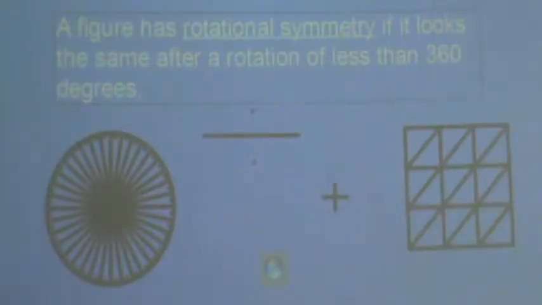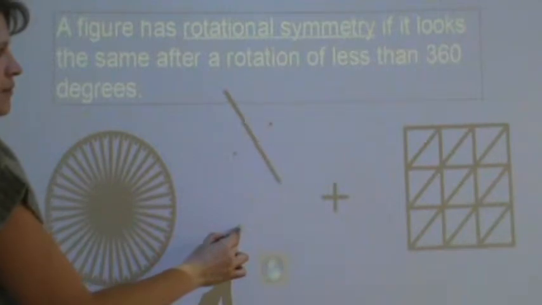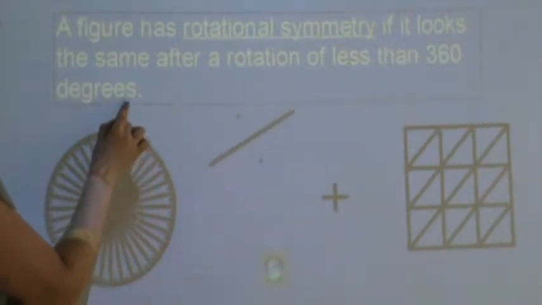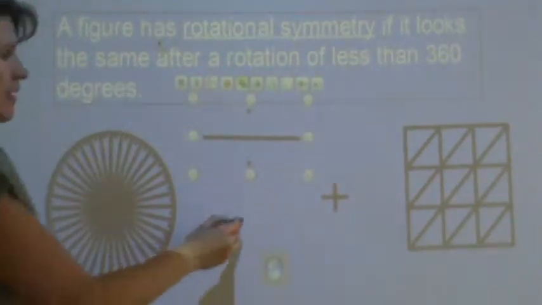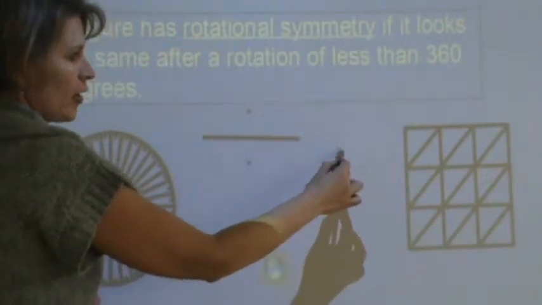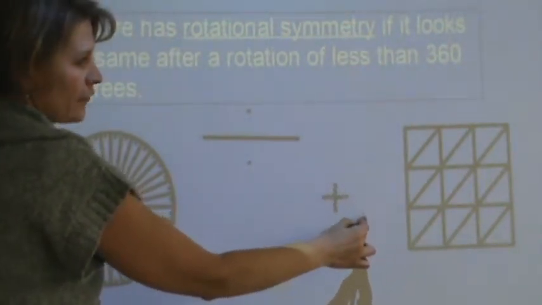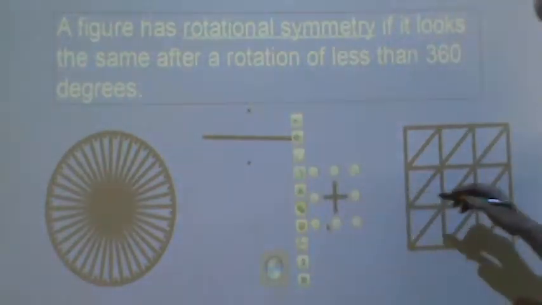Rotational symmetry. We talked about translational symmetry the other day. Rotational symmetry is if it looks the same after a rotation of less than 360 degrees. So for example, my division sign, I can spin this. It doesn't look the same, doesn't look the same, doesn't look the same, but now it does. And I did a half turn to get there. My plus sign looks the same right away at a quarter turn, also at a half turn, and a 3/4 turn. So those both have rotational symmetry.